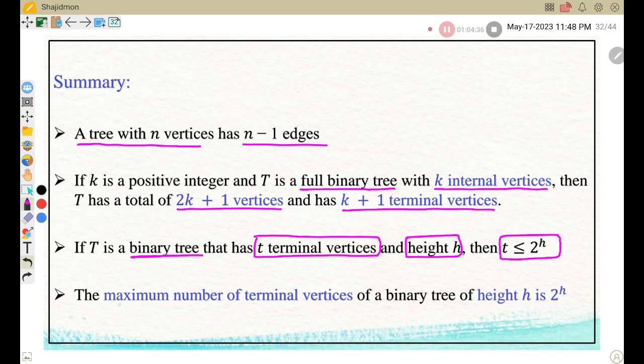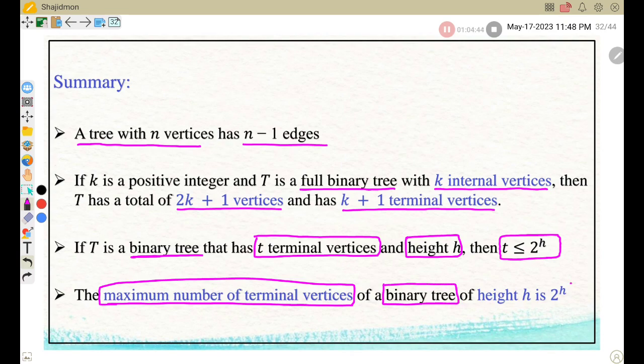Now the fourth point is very important. Maximum number of terminal vertices. What is the rule for the maximum number of terminal vertices in a binary tree? 2 power h. So this is the summary of this section. Now we will go to the questions one by one.